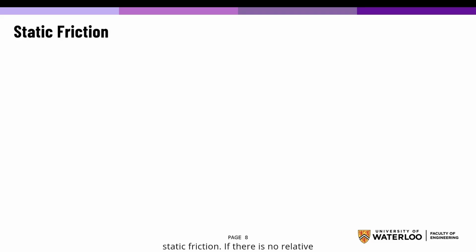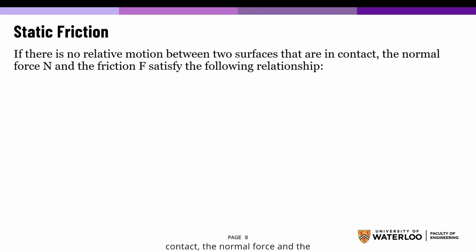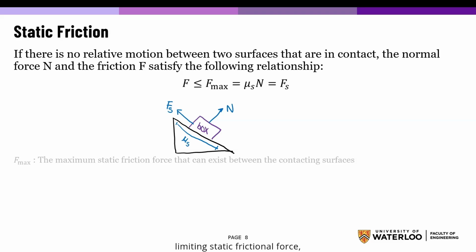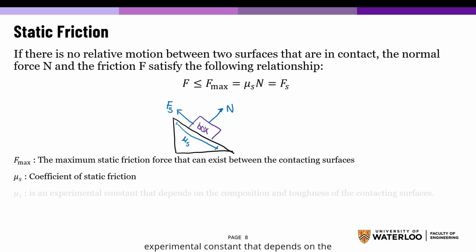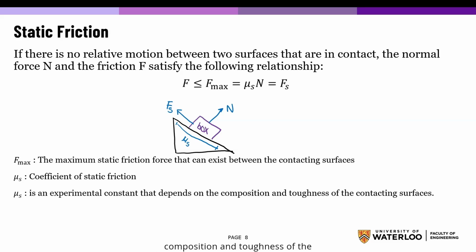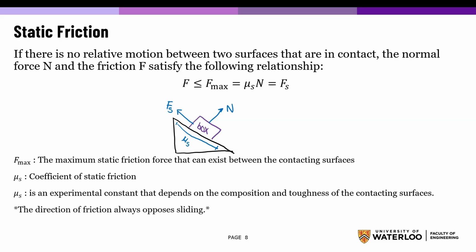If there is no relative motion between two surfaces that are in contact, the normal force and the friction satisfy the following relationship, where Fs is the limiting static frictional force. Fmax is the maximum static friction force that can exist between the contacting surfaces. μs is the coefficient of static friction, an experimental constant that depends on the composition and roughness of the contacting surfaces. The direction of friction always opposes sliding.